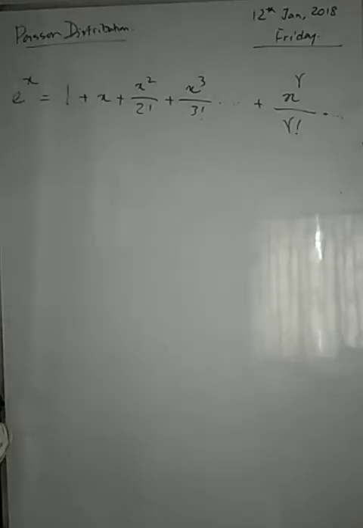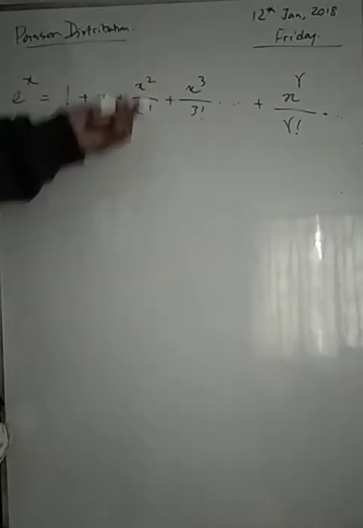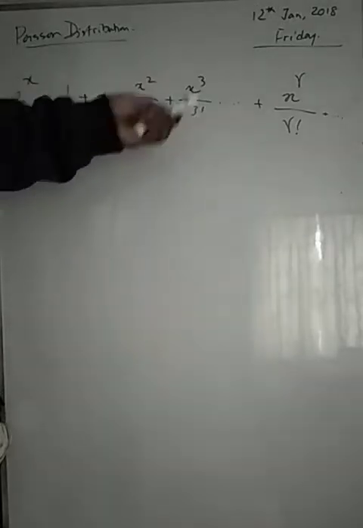Hello people, today we're going to start Poisson distribution. Firstly, let's relate Poisson distribution to the exponential series. Now we all know if we expand e to the power x, we're supposed to get this kind of a series: 1 plus x plus x squared over 2 factorial plus x cubed over 3 factorial and so on.